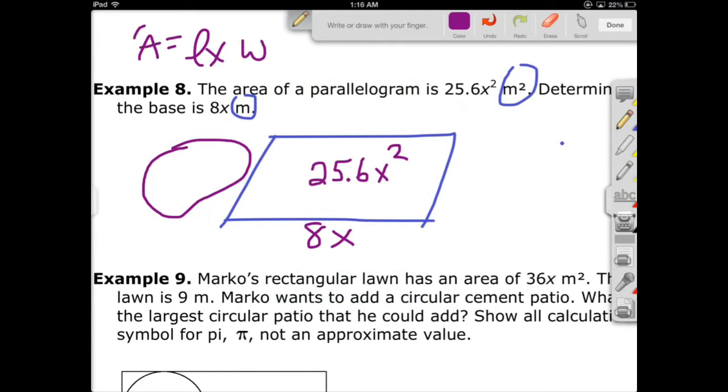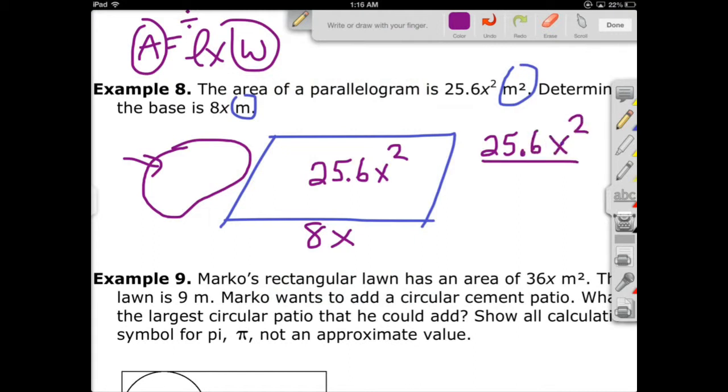So to get backwards, if we know this one and we know this one, we'll have to do a little bit of division. So the answer to this is 25.6x squared divided by the side that we know, which is 8x. And the hardest part here is 25.6 divided by 8. Okay, that's going to be 3 point, looks like it'll be 3.2. I think I'm lucky with that one. 25 divided by 8 is 3.2.